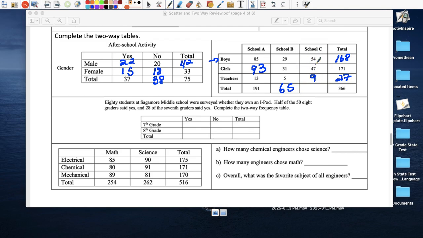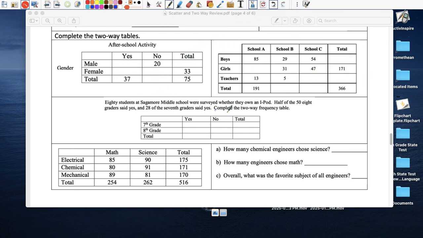And let's add this up and down. 54 plus 47 plus 9 is going to give us 110. And then if you want to check, make sure these three numbers add up to 366, and make sure these three numbers also add up to 366. Okay.